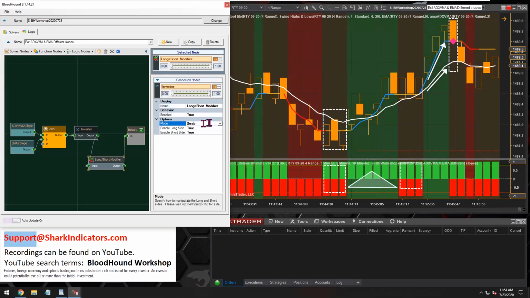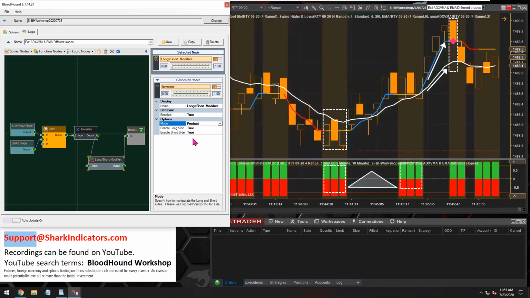And so the mode, which mode do I want? Product, right? Product, which is multiplication, a multiplier. And what the product does is it takes the long output and multiplies it by the short output. And what we see is we're left with what we want, those bars that had no output.